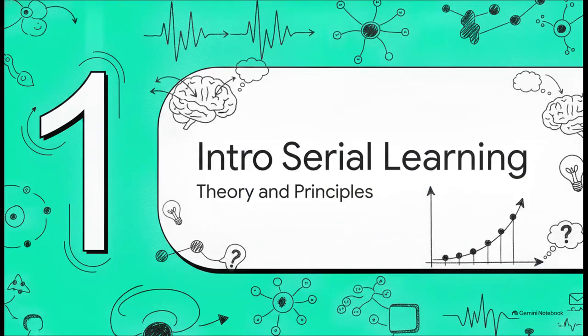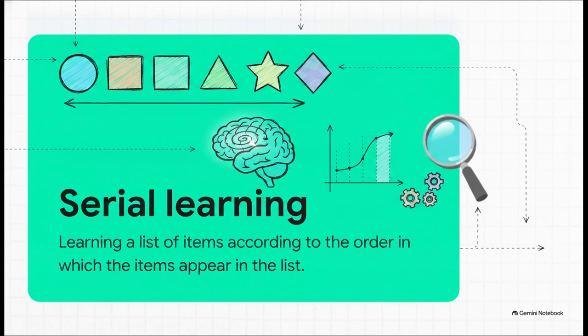Let's kick things off with Section 1, Intro to Serial Learning. So, what exactly is serial learning? Basically, it's a learning situation where the learner gets material in a very specific, sequential order. You're learning a list of items according to the strict order in which they appear. This whole concept works on the principle that an item's position strongly influences whether it actually gets memorized. And that holds true whether we're talking about meaningful words or just random nonsense syllables.